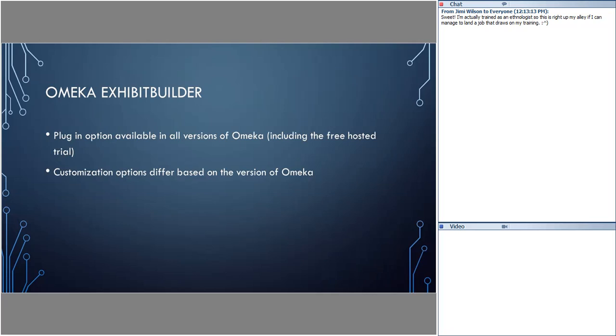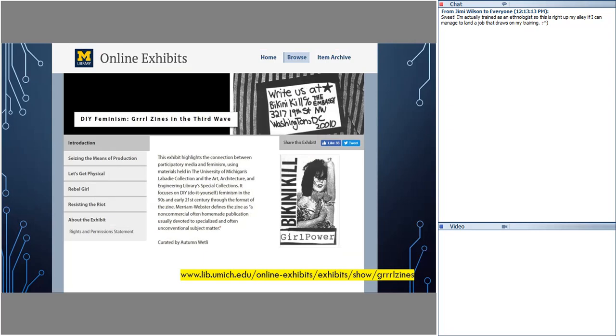I think you only have 2 or 3 options in terms of how the exhibits are going to look in the free trial, and you have like 32 if you pay the highest level plan. But you can build some really cool online exhibits. This is one that I really like, a lot of Riot Girl zines from the 90s. This is a student project at the University of Michigan. And that gives you an example of how crafting that from your content that's already in Omeka is pretty darn simple to do.